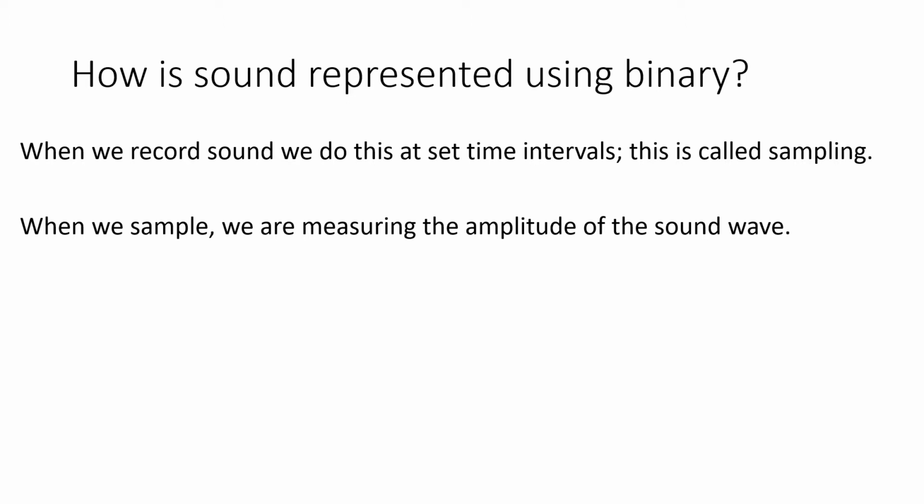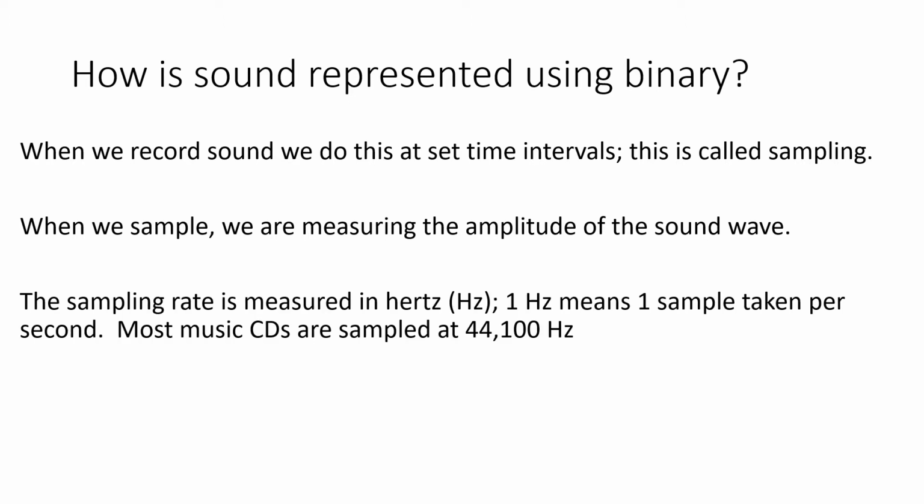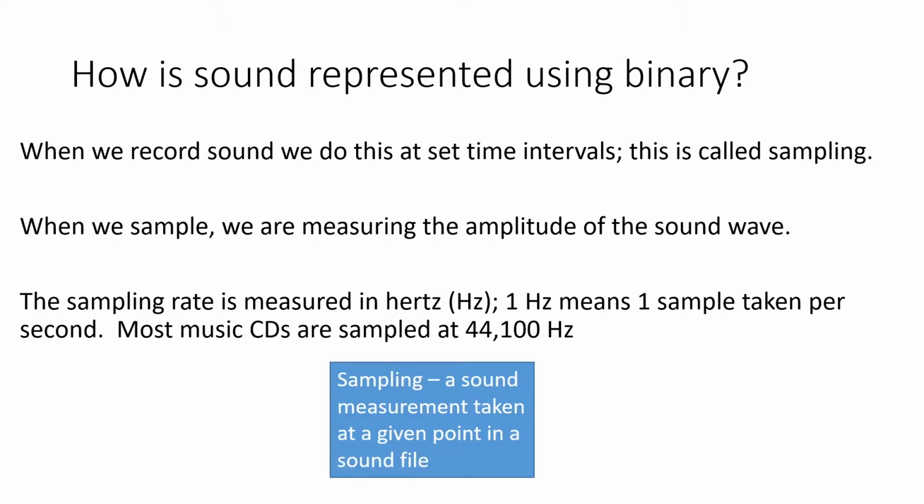You measure sampling in hertz, and it's known as the sample rate. How often you sample is the sampling rate. 1 hertz is 1 sample every second. CD quality, so very close to what we'd hear if we were actually right there listening to the band or the music, is sampled at 44,100 hertz. So key term, sampling is a sound measurement taken at a given point in a sound file.